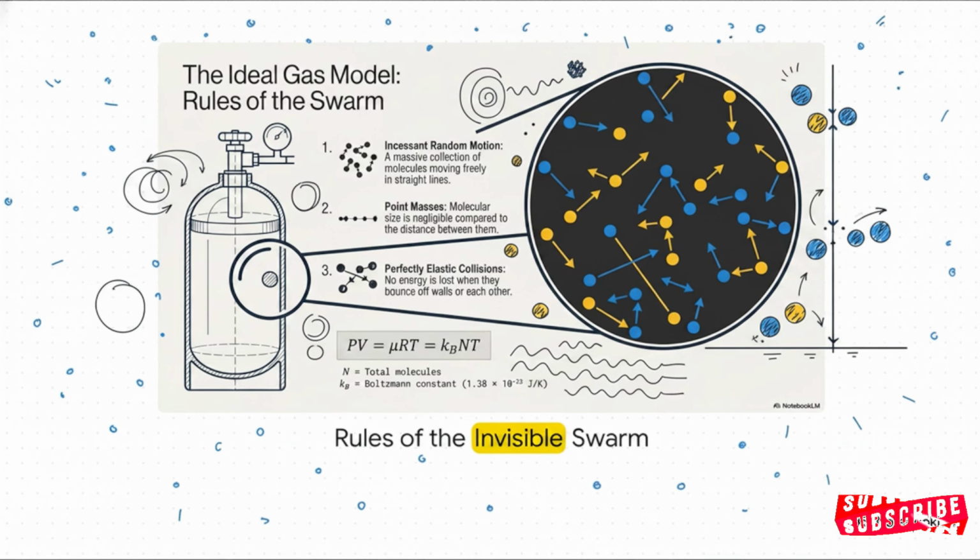Point masses. This is really just a fancy way of saying these molecules are so unimaginably tiny compared to the vast empty space between them that we can basically pretend their physical size is practically zero. And rule number 3, which is definitely my favorite, perfectly elastic collisions. Imagine dropping a bouncy ball, right? But it never, ever loses its bounce. That's exactly what these particles do. When they crash into each other or the walls of a container, no energy is lost. They just keep ricocheting forever.